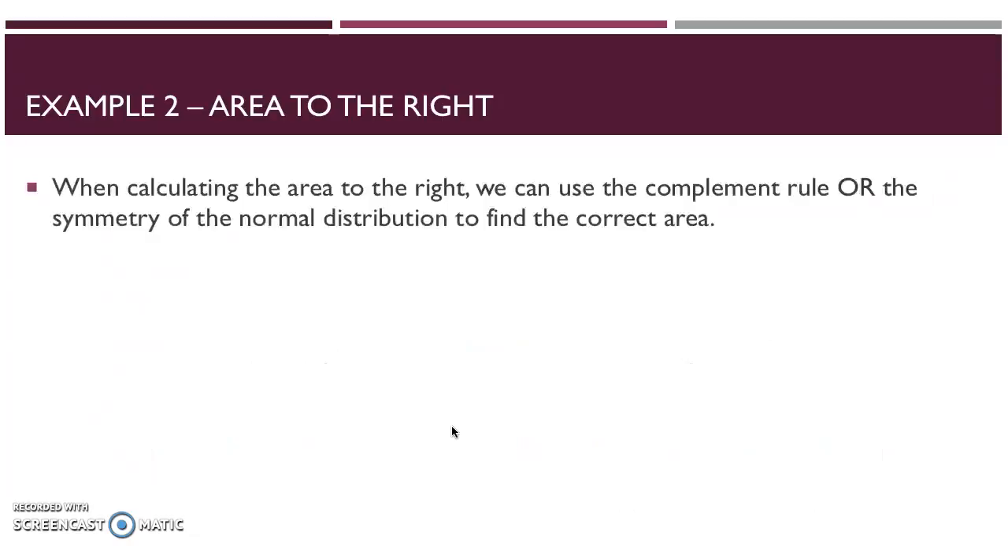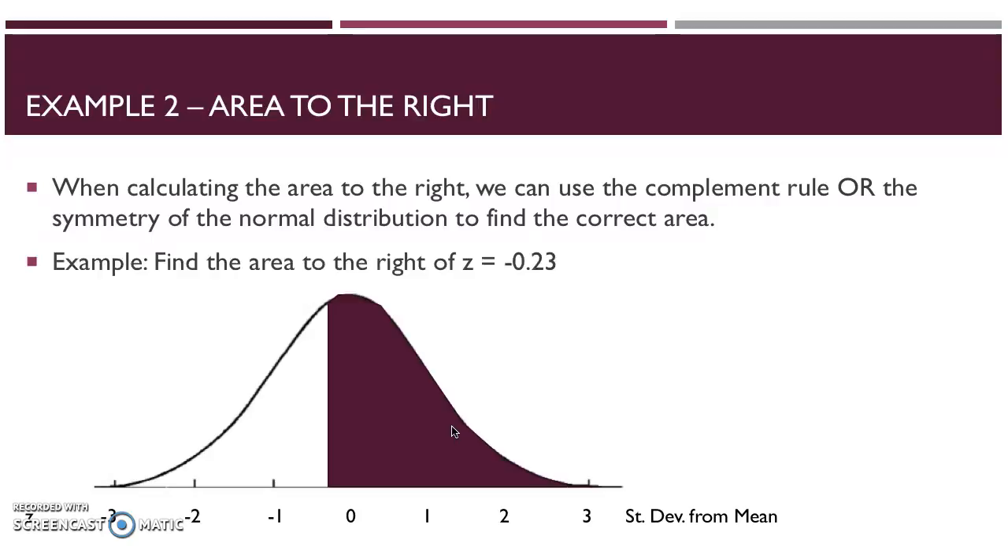Sometimes you want to find the area to the right instead of the area to the left. That table that I just showed you is always going to give you area to the left. So you can use the complement rule, or an easier way to find those areas to the right is using the symmetry of the normal distribution. If I want to find the area to the right of z equals negative 0.23, that's my picture. I drew a vertical line where I think negative 0.23 is. The table that I was just looking at won't tell me the area to the right. It'll tell me the area of the white space.